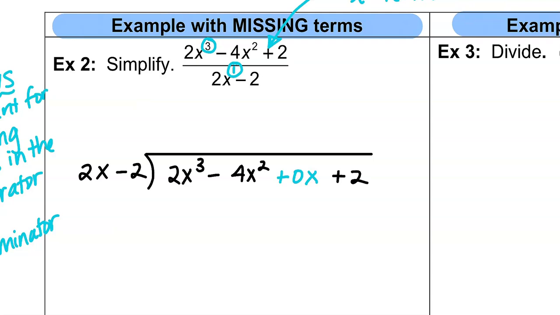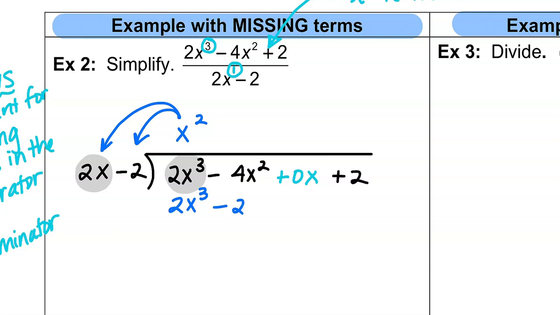So I will ask the question, what do you multiply 2x by to get 2x cubed? X squared. So I'll write that here above the x cubed. And I'm going to distribute it through the 2x minus 2. So x squared times 2x is 2x cubed. And then x squared times the minus 2 is minus 2x squared. Now I'm going to subtract. Draw my lines and change all signs.